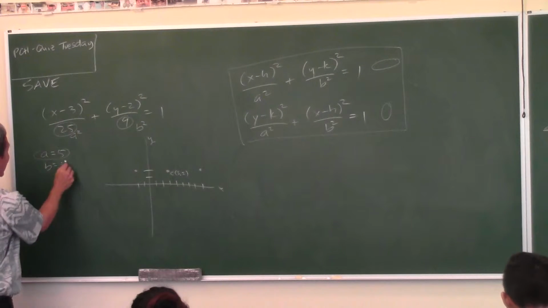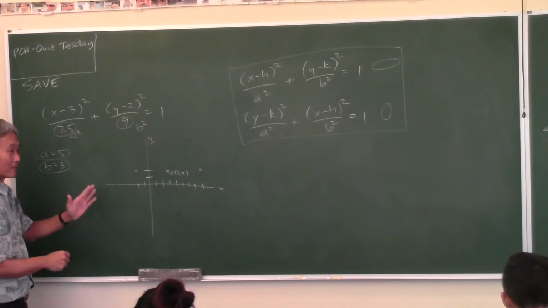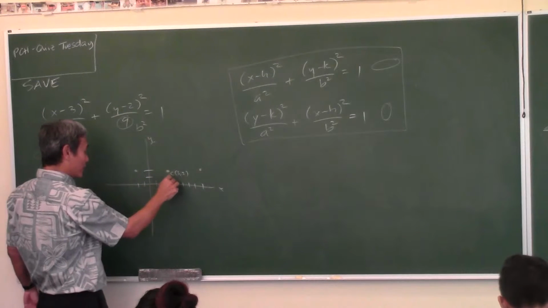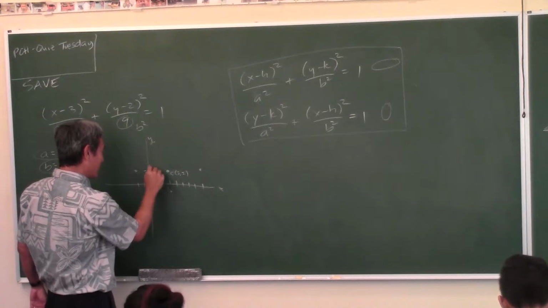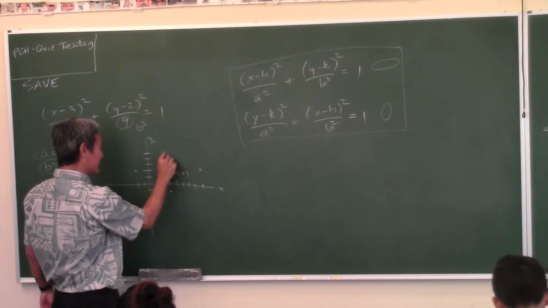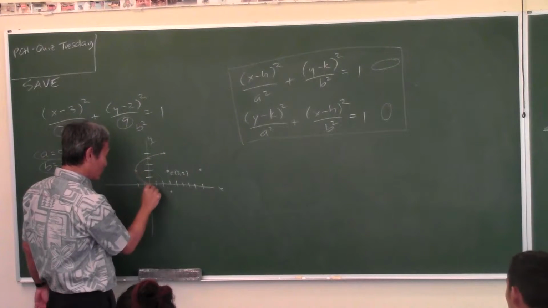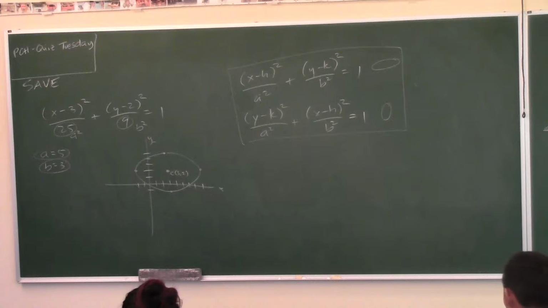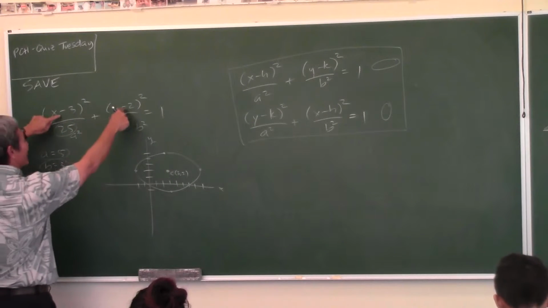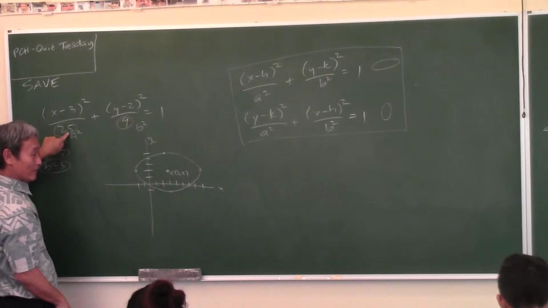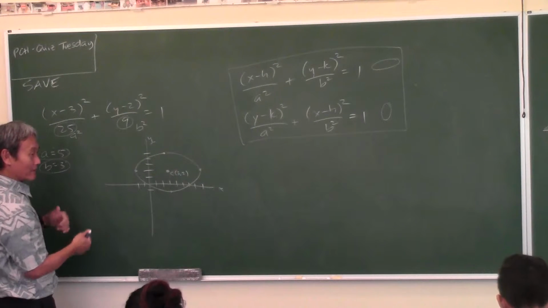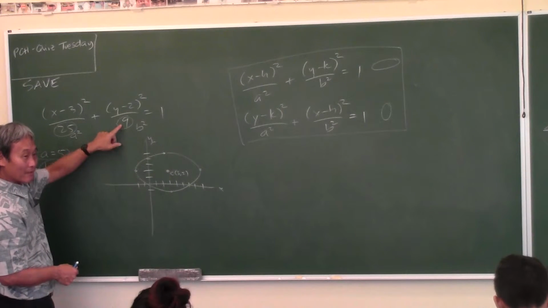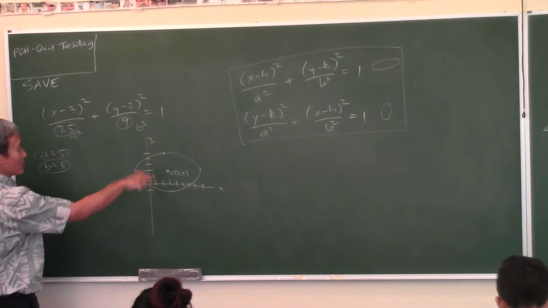This number here tells you how much to go up and down. So from the center, you go 3 down, and 3 up. And 2, there's your ellipse. It's really easy to graph an ellipse. You plot the center, then you take the square root of that number, that tells you how much to go left and right. You take the square root of that number, that tells you how much to go up and down, and you just go right.